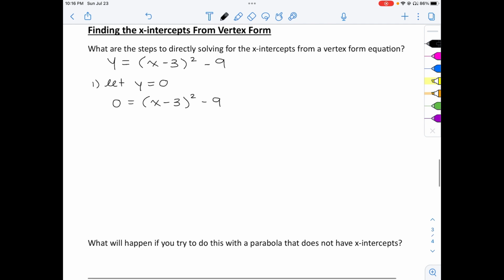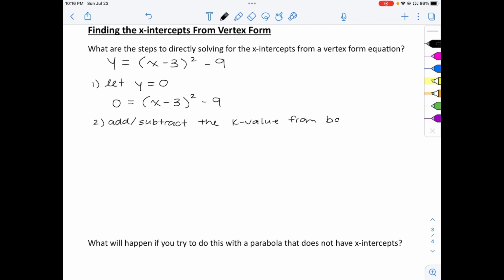Once we do that, the second step is you are going to add or subtract the k value from both sides. In this case, k is -9, so to undo it, we are going to add 9 to this side, and we're going to add 9 to the other side as well. So we would have 9 is equal to (x minus 3) squared.